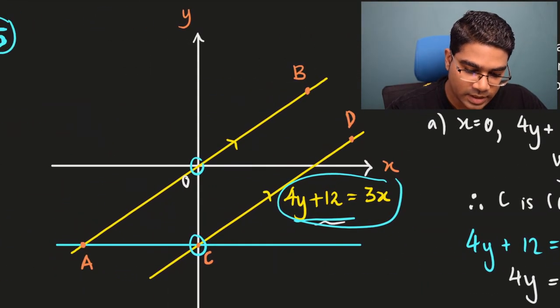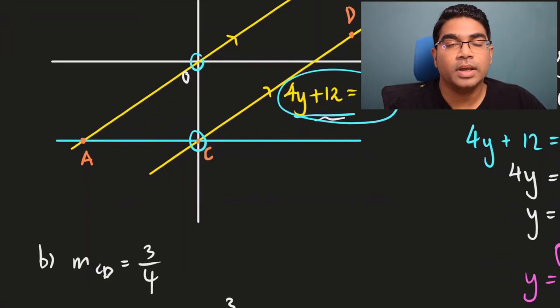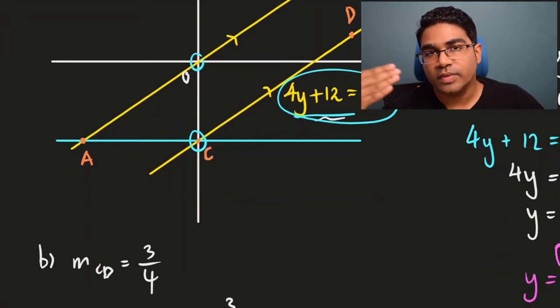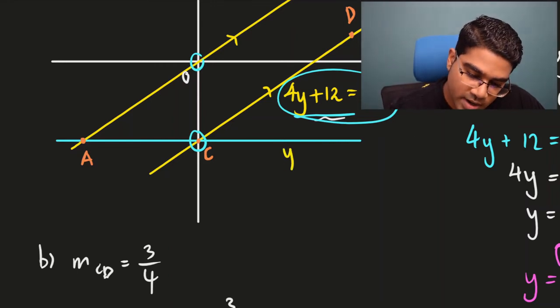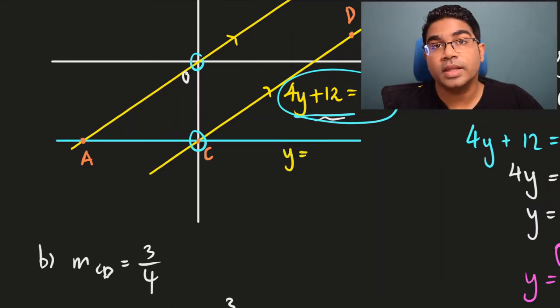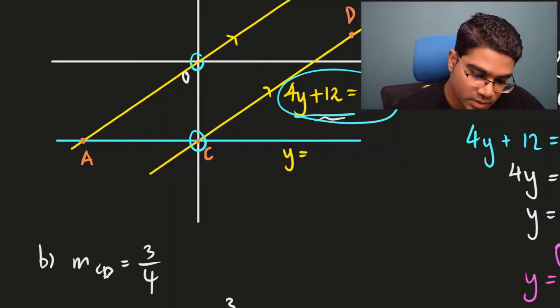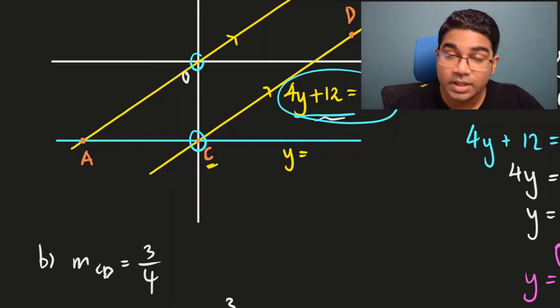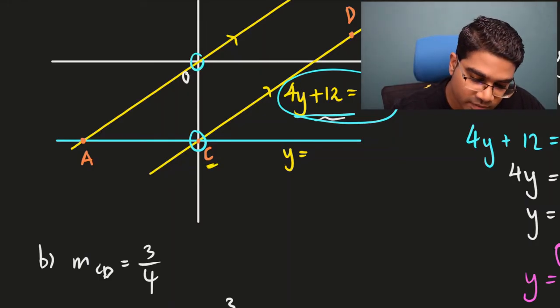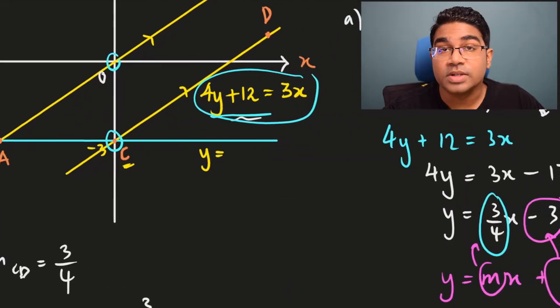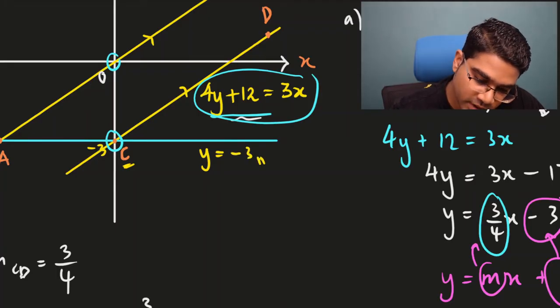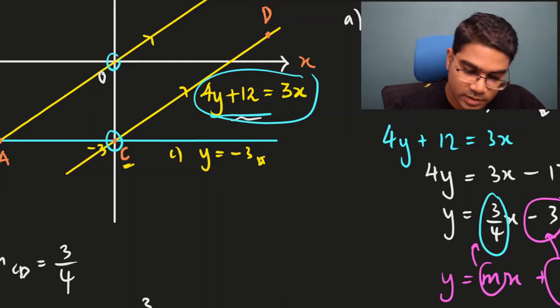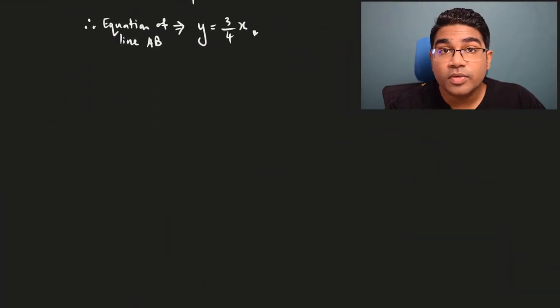So this is line AC. The blue line is line AC. So again we have a horizontal line. When we have a horizontal line, the equation of the line is always y equals, and then you look for the y-intercept. So the y-intercept is C. Earlier we already found this to be negative 3. So now we know the equation of line AC. Equation of line AC is y equals negative 3. That's all. Let's move on to matrices.